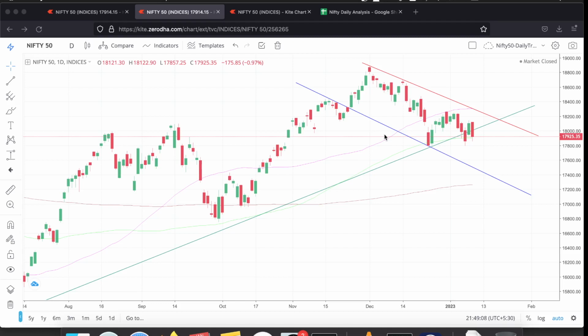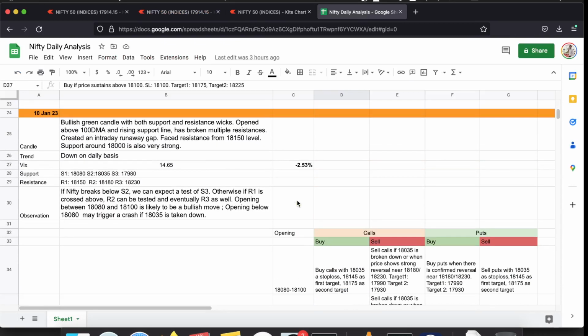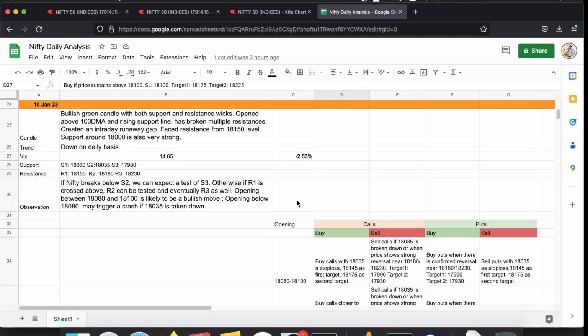So before getting into the analysis, let us review what we have analyzed yesterday. Yesterday, based upon the candle performance on 9th, we analyzed that if Nifty breaks below S2, like 18,080 level, we can expect a test of support 3, that is 17,980. So that has happened. As we can see, Nifty has broken down quite a lot of supports during the day.